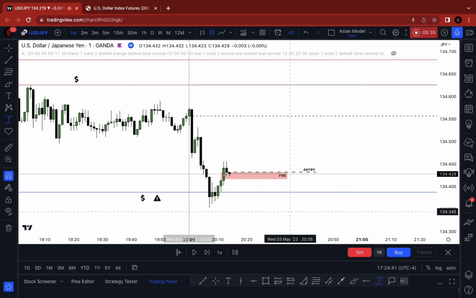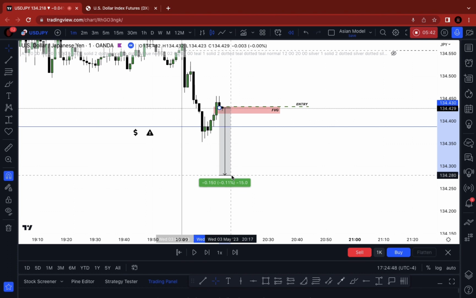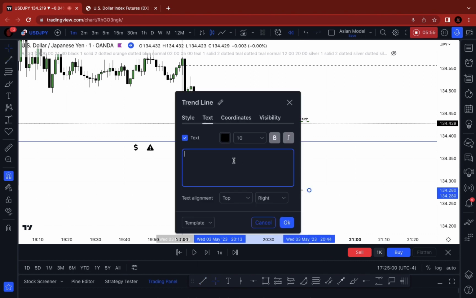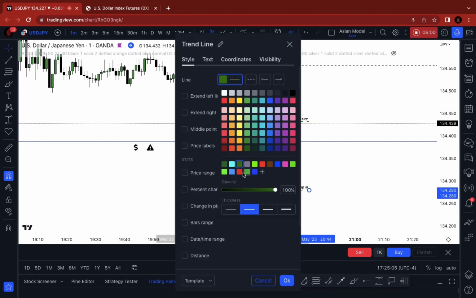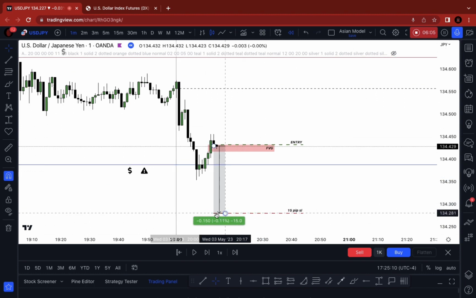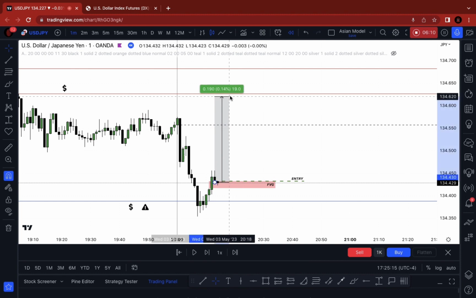Then my stop loss is generally going to be 15 to 20 pips. Got that 15 pip SL here. I'll mark it off. 15 pip SL. Red. That's that. And then at this point, TP is always normally the same. I'm generally looking for ideally 20 pips minimum.